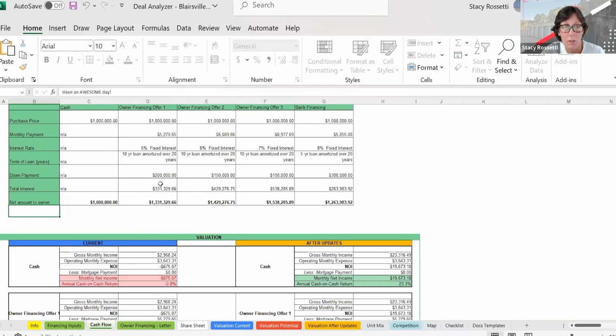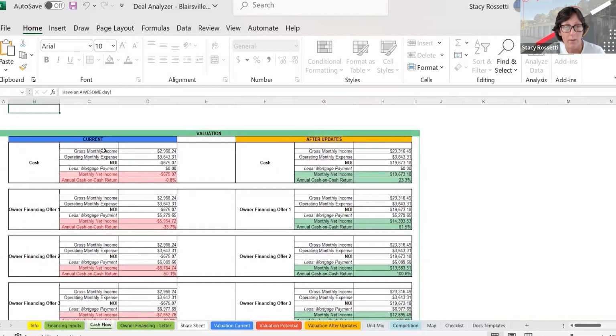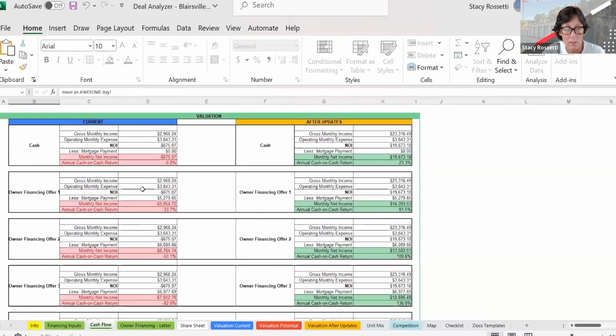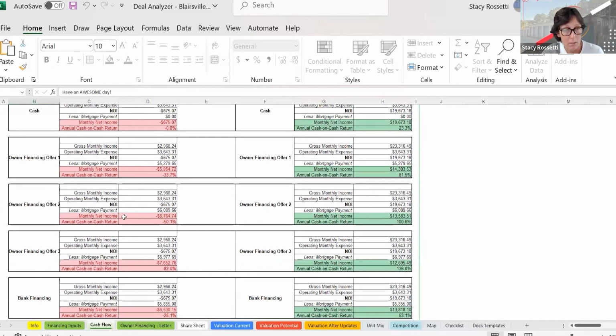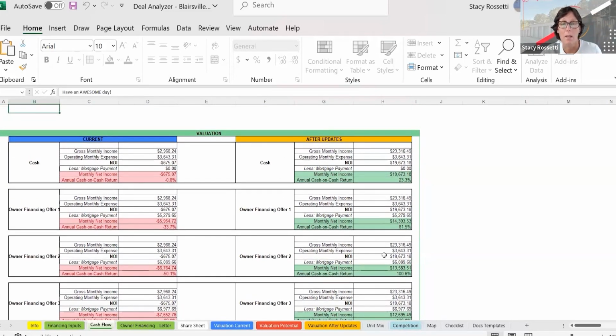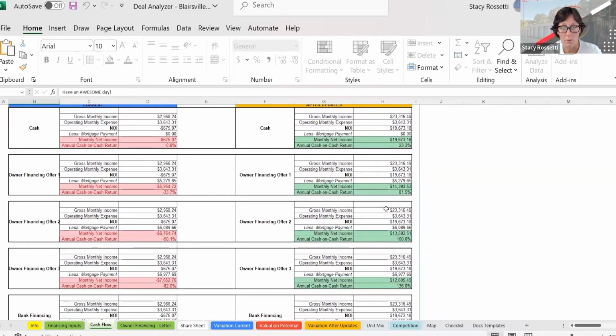Over the course of 10 years, you are going to make between 330 and $530,000 by financing this deal to us. All right. So you'll make 1.3 million to 1.5 million dollars if you owner finance it. But they get to see all the different terms. And then we take the valuation, which is our cash flow, right? So you can see depending on what type of deal that they take, if it's cash, owner financing 1, 2, 3, or bank financing, these are going to be your valuation current numbers. This is when you close on the deal, this is where your numbers are going to be. And after you get everything stabilized, this is where your numbers are going to be.